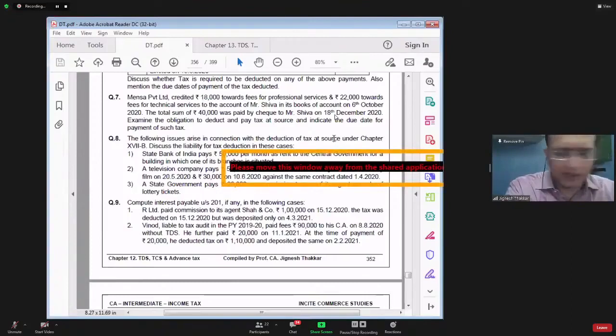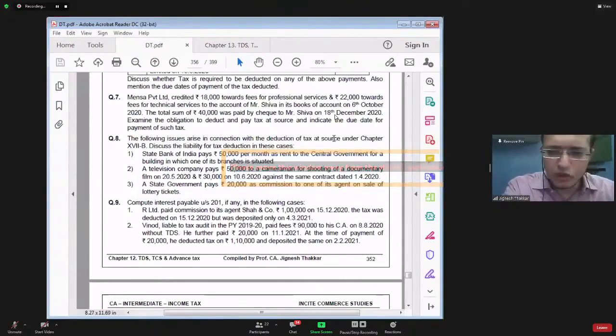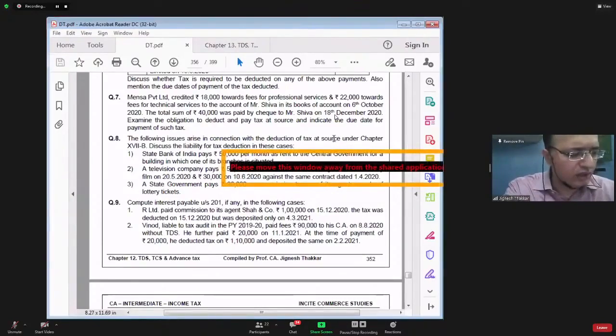Yes, TDS will be deducted or not? Which section TDS will be deducted? 194J. Do you believe that TDS will be deducted? Refer 194J if you want. You can refer 194J and then tell. Consider this to be an open book examination for you.